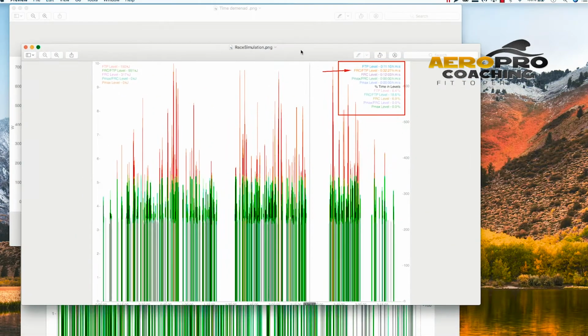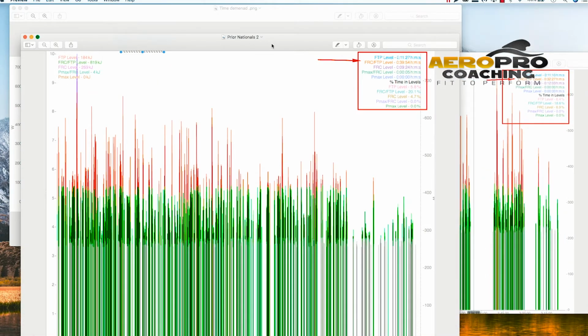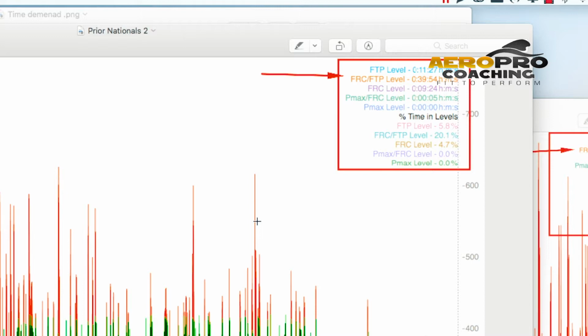Well, here we go. Here is a race file from Nationals, and we look over here. It shows the duration, or how much time in energy systems or zones. And here we have 40 minutes just over threshold. So if you see threshold here, it's 11 minutes. Just over threshold is 39 minutes. It's 20% of the time just over threshold. At threshold is only 5%. And then FRC, or super intensive efforts, like 30, 40, 50 second efforts, only 4%.